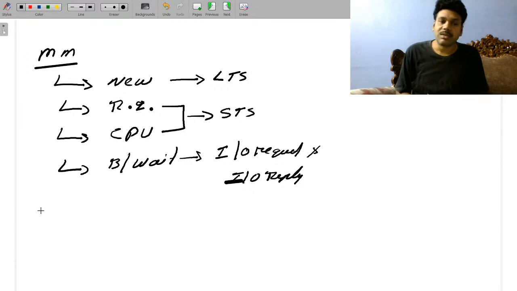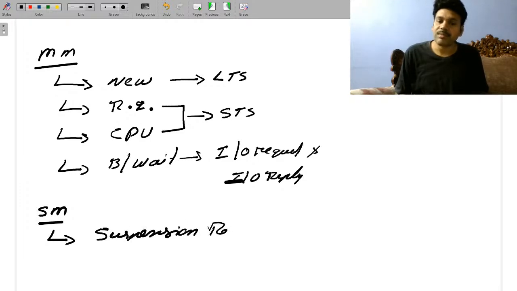And next one, who are in the secondary memory? Two states. They are called as what? Suspended from ready. Please recollect last session diagram. Suspended ready, and the other one suspended from block or wait.